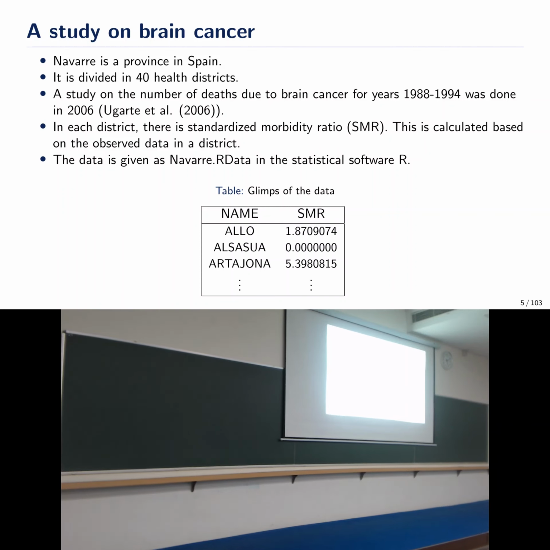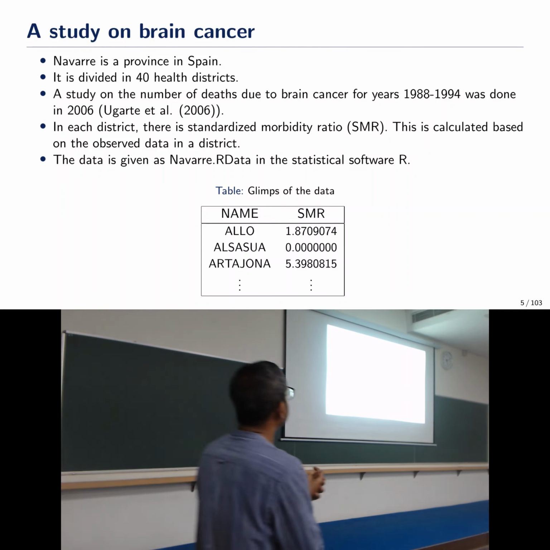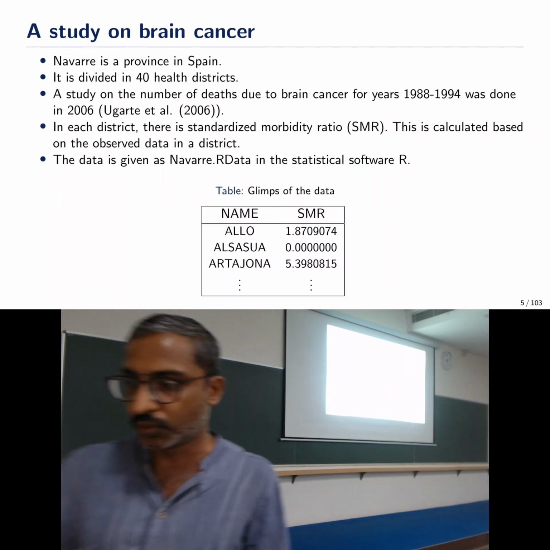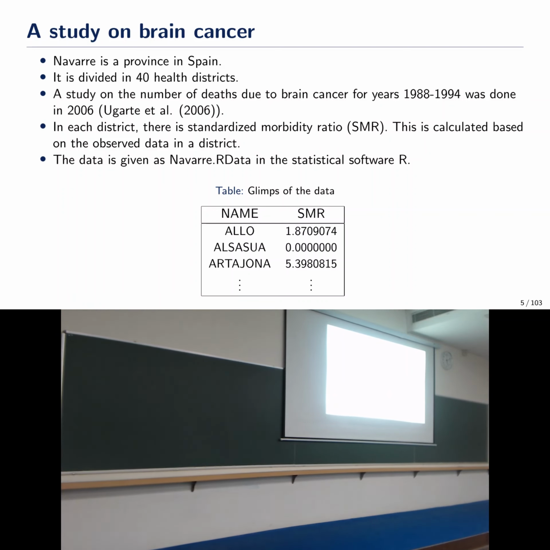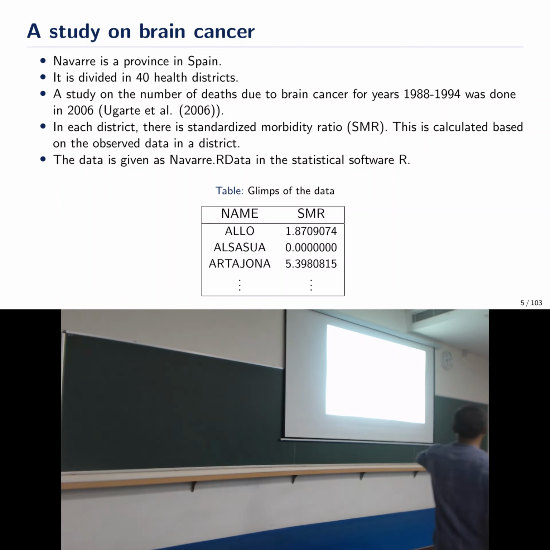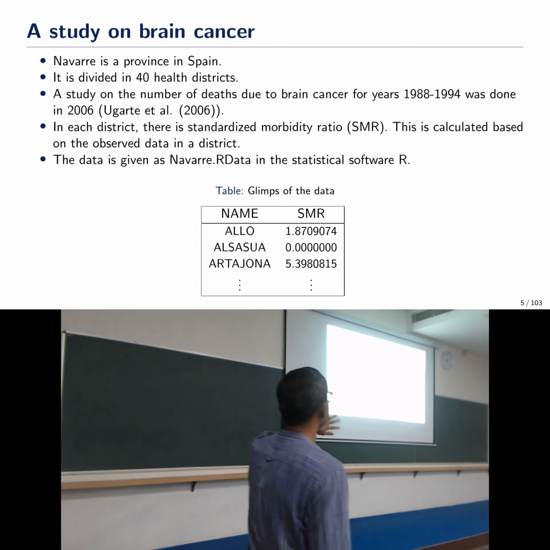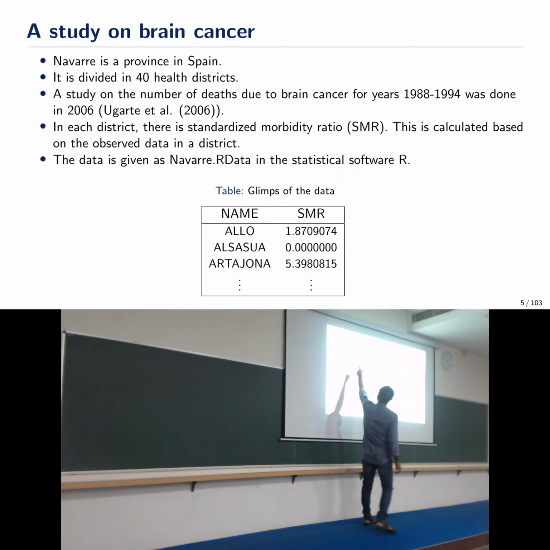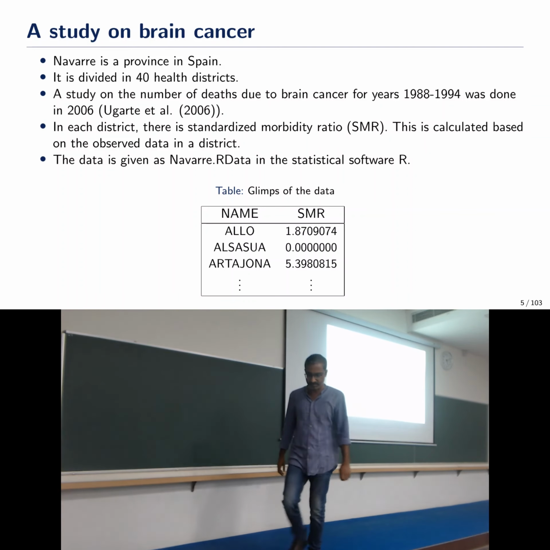So what do you have? You have essentially 40 districts, and corresponding to each district, you have some rate, this morbidity rate. As I have learned, this is a good thing that this is available in R. It's freely available in R, and the data looks like this: the names that go with these 40 health districts, and the corresponding SMR being reported.